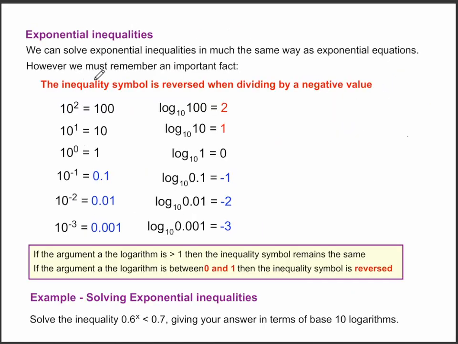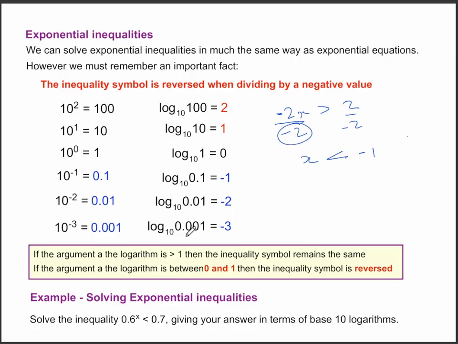Next up, let's look at exponential inequalities. So we all know that an inequality symbol is reversed when you divide by a negative value. For example, if we have negative 2x is greater than 2, and if you divide by negative 2 and negative 2, we get that x is less than negative 1. So this flips. Why? Because we divided by a negative value.